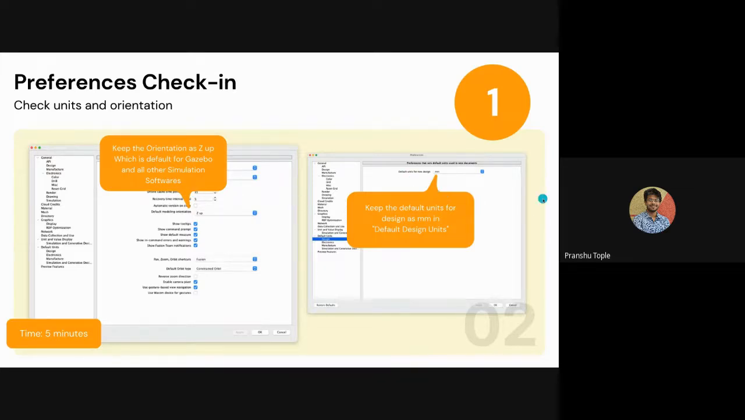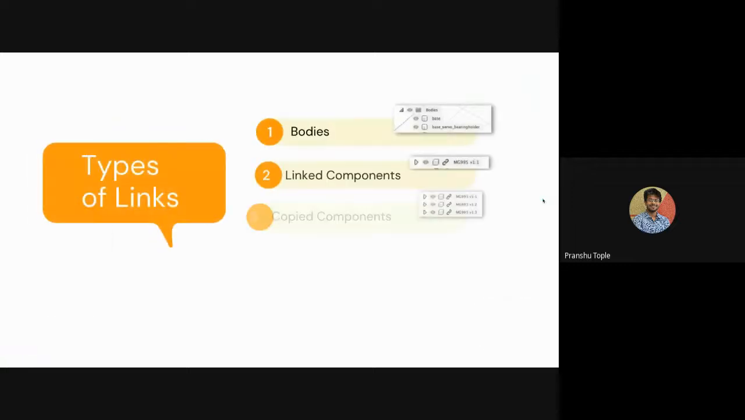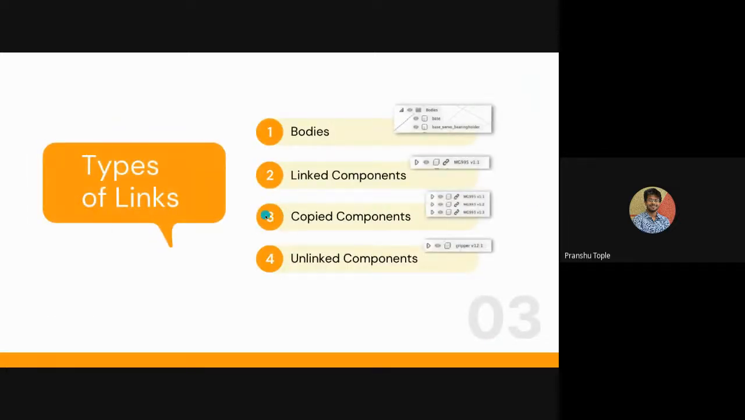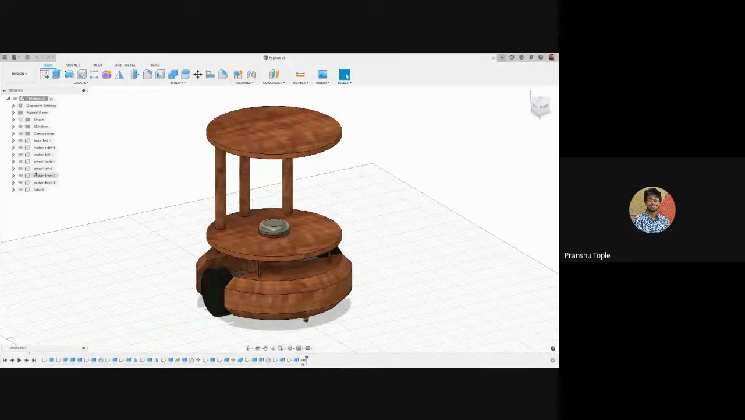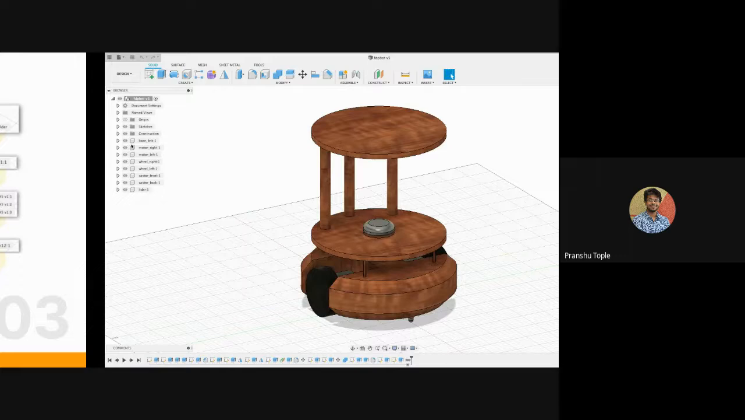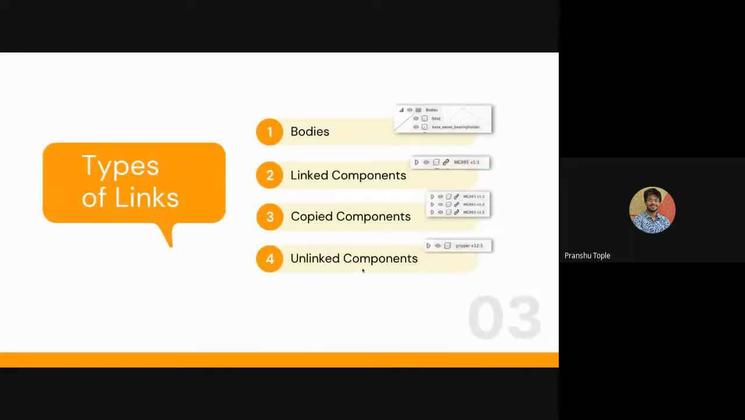Okay. Once this is done, then there are different types of links. As we discussed, there are bodies, and inside components there are multiple types of components. First, there are linked components, then there are copied components, and there are unlinked components. So right now, if you see, there is nothing over here. They are normal components. So they are unlinked components. There is nothing over here.